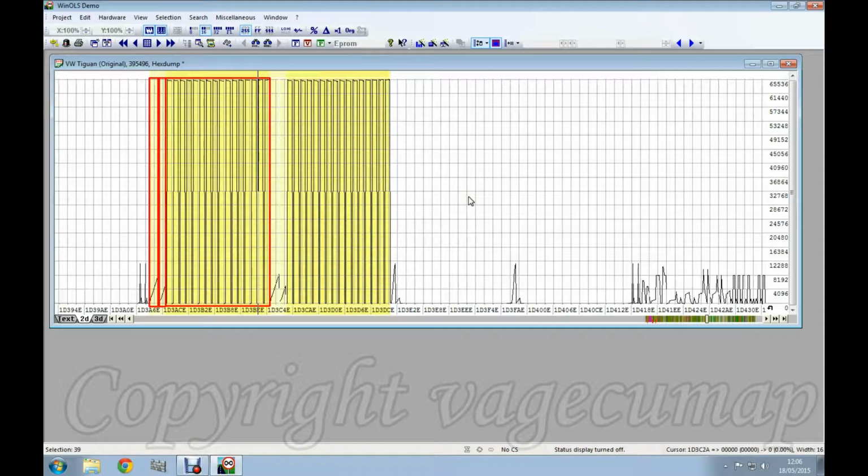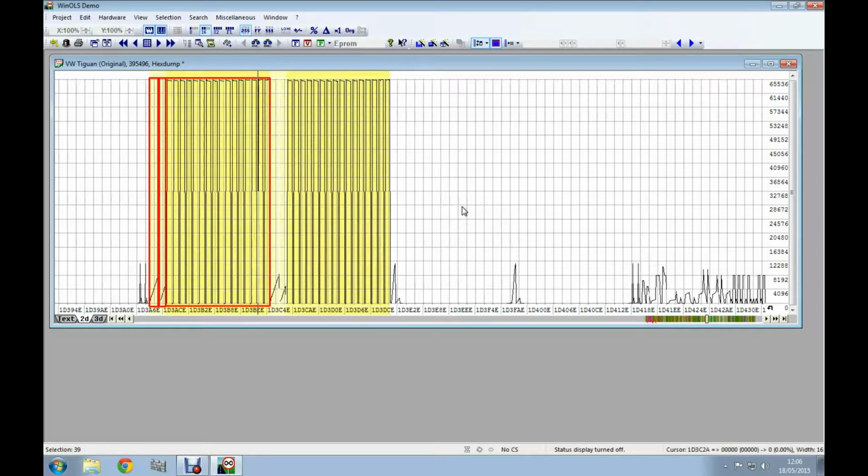So you need to be very, very careful if you ever consider altering start of injection maps, because you need to know for sure that you're altering the ones that you want to alter, and you need to be sure that when you alter them you're not doing anything silly with the values, because you do run the risk of damaging the engine if you alter these in the wrong way.